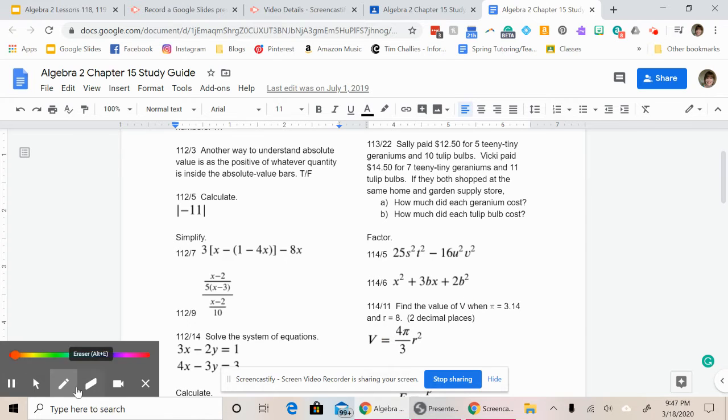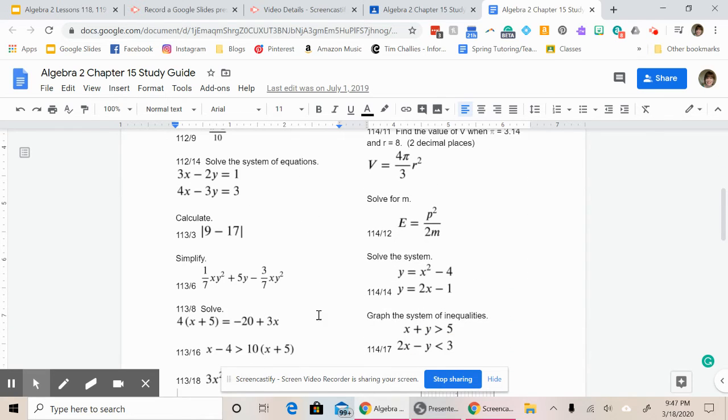You want to solve for V. You want to solve for V, and you would replace pi with 3.14. You would replace R with 8, and you would use your calculator to do the math.